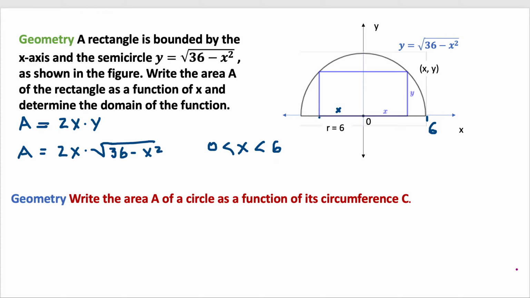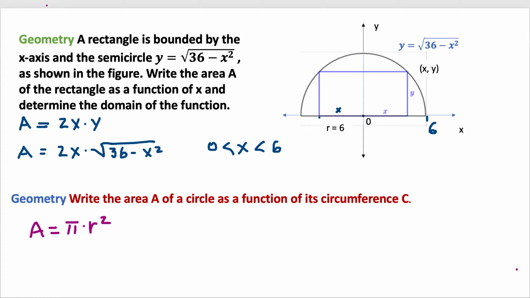So now let me take a different color for the second question. Here we have: write the area A of a circle as a function of its circumference. Let's first of all write the formula for the area of the circle. Here it is talking about a circle, not a semicircle, so we do not have to do anything with this figure. Area of the circle is equal to pi times r squared. So this is the formula.